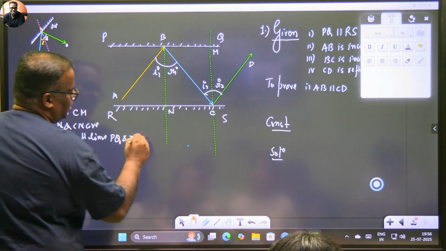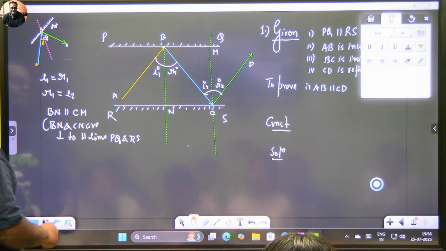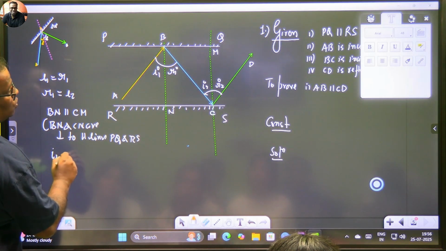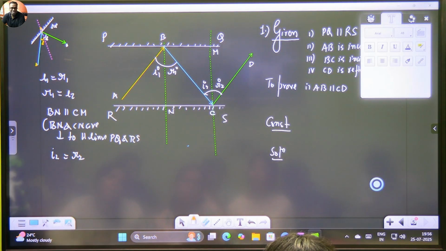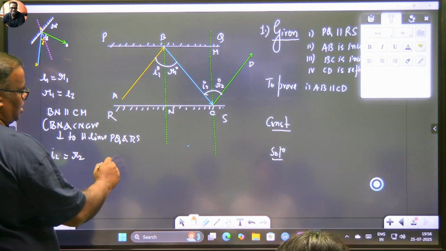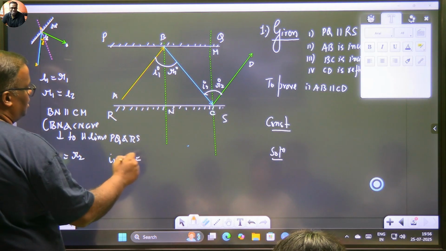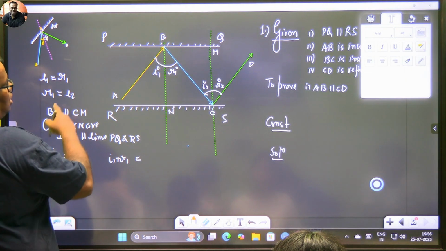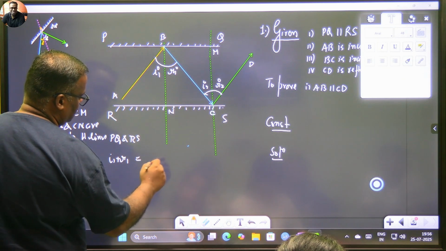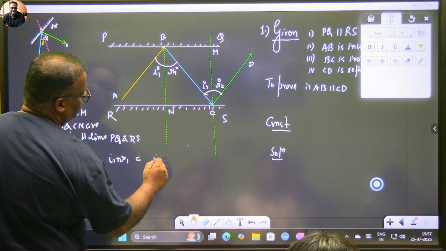and RS. Therefore, we can write R1 is equal to I2. And what is beta I2? I2 is equal to R2. Right? So now let us add them. I1 plus R1 can also be written as, instead of I1, what do we write now? I1 plus R1. Instead of R1, we can write I2.